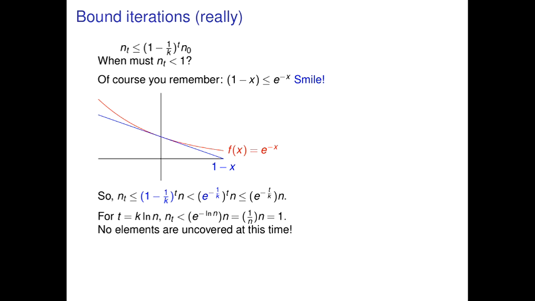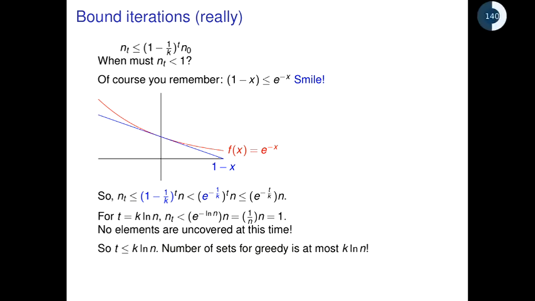So after this many time steps, once t is this large, this expression, which is an upper bound on the number of items left, is less than 1. When this expression is less than 1, that means the number of items left is 0. So after this many iterations, you have 0 elements left, and you must have covered all the elements. Okay?